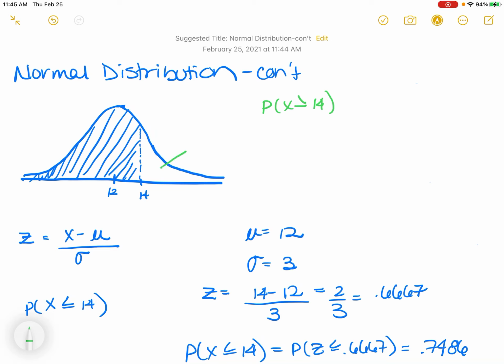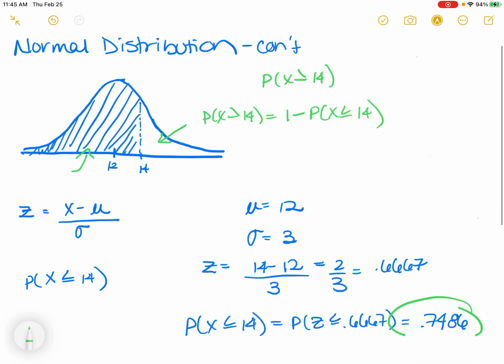When we solve these problems, we're always looking at what is under the curve. But in order to find the probability of x being greater than 14, it is the complement of x being less than or equal to 14. So the probability of x being greater than 14 is equal to 1, it's a complement, 1 minus the probability of x being less than or equal to 14. It's the opposite.